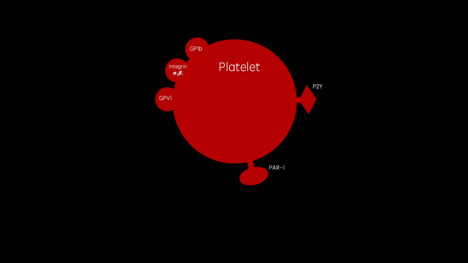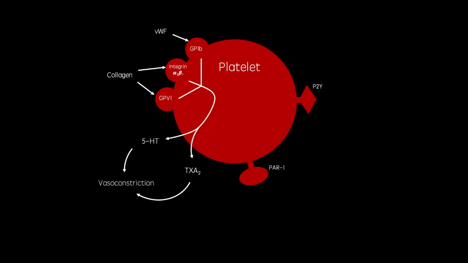This is a platelet. When a blood vessel is damaged, collagen and von Willebrand factor from the extracellular matrix are exposed to the blood. Platelet adhesion molecules GPVI, GP1b and integrins bind to these proteins and begin the process of platelet activation. This causes the platelet to release serotonin and thromboxane A2, both of which mediate vasoconstriction. This pushes activated platelets closer together to promote aggregation.